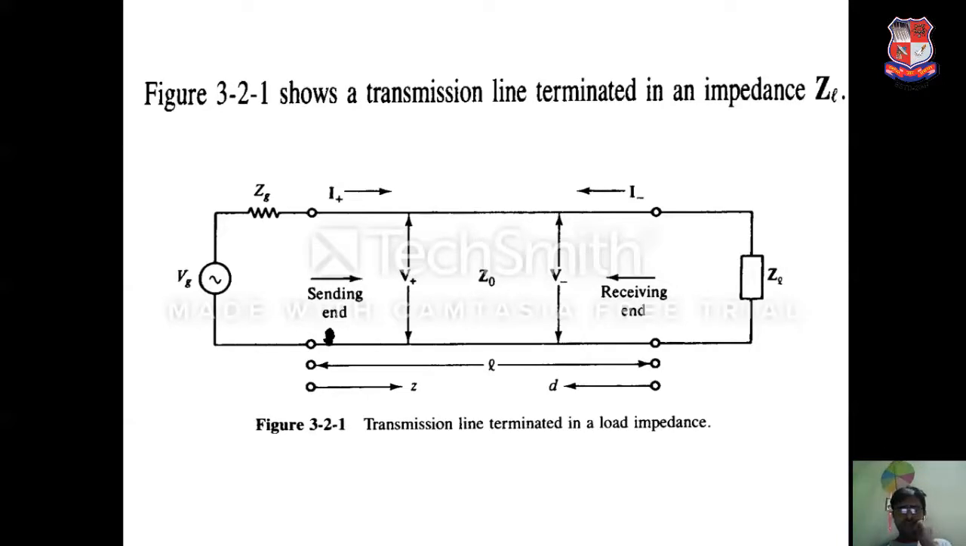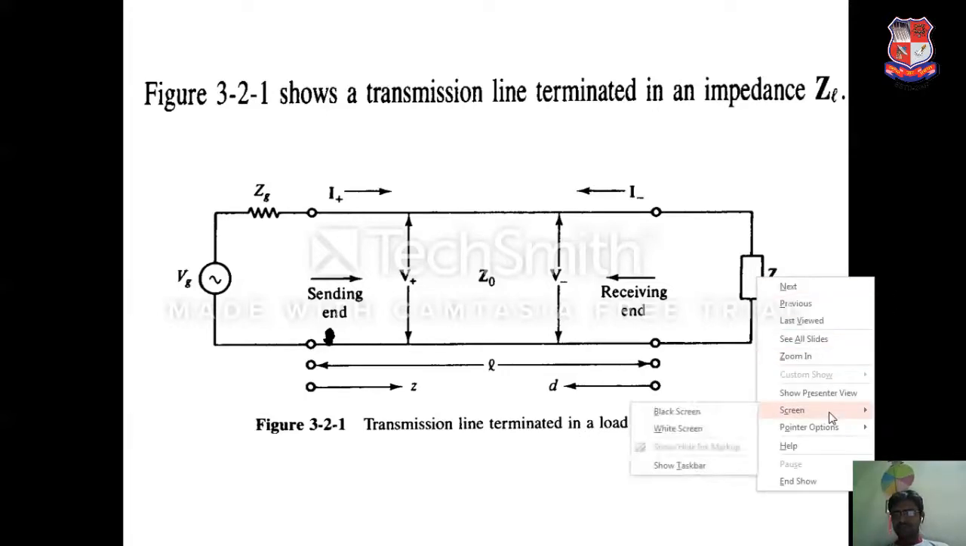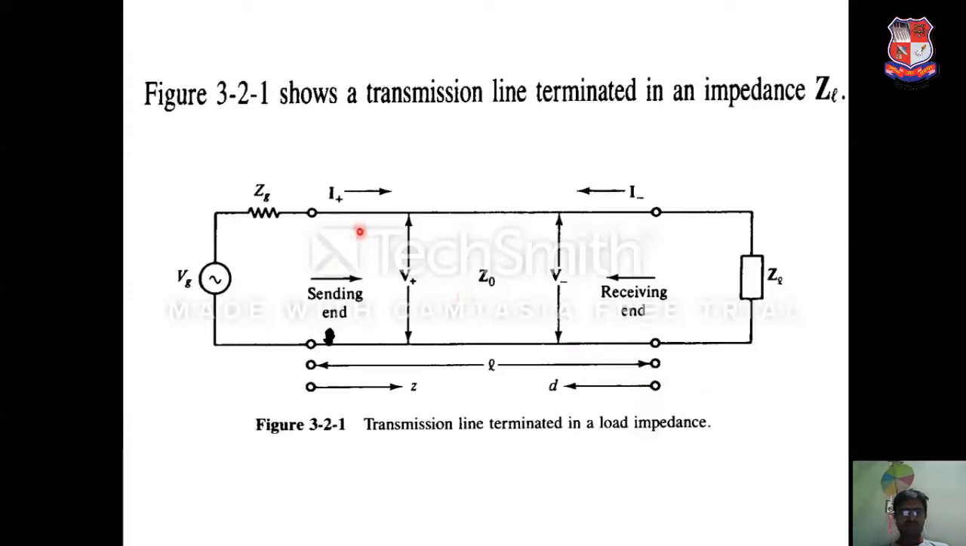Now in this slide we are visualizing the same thing. Let me take the laser pointer here. In between this source and load we have a transmission line. The length of the transmission line is small l. See this carefully. Toward the source side, the source is sending a signal having the value of voltage V plus.